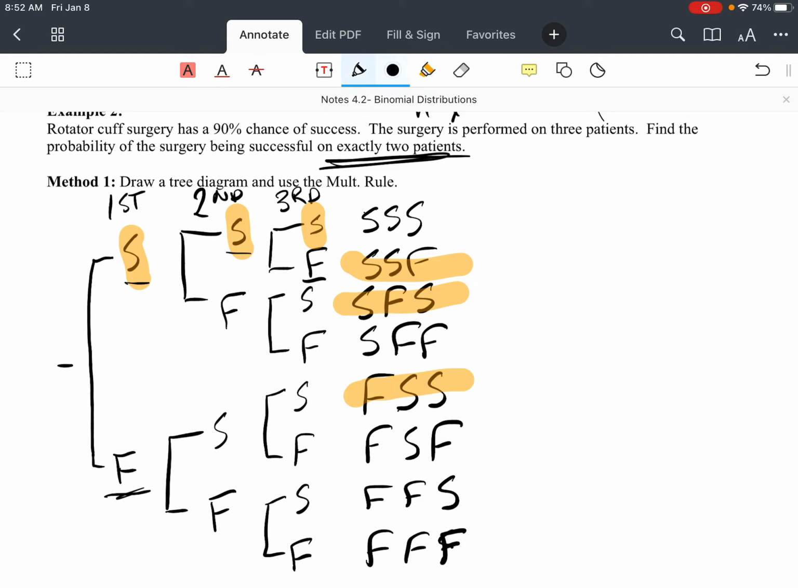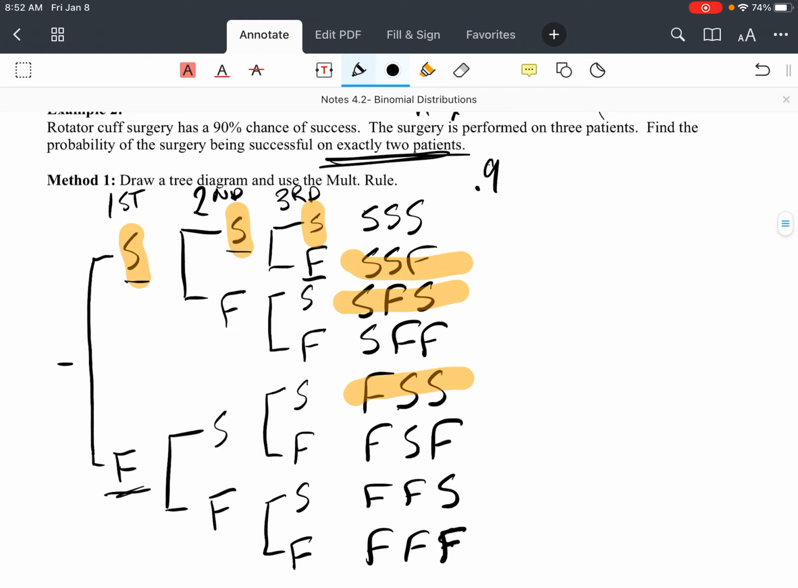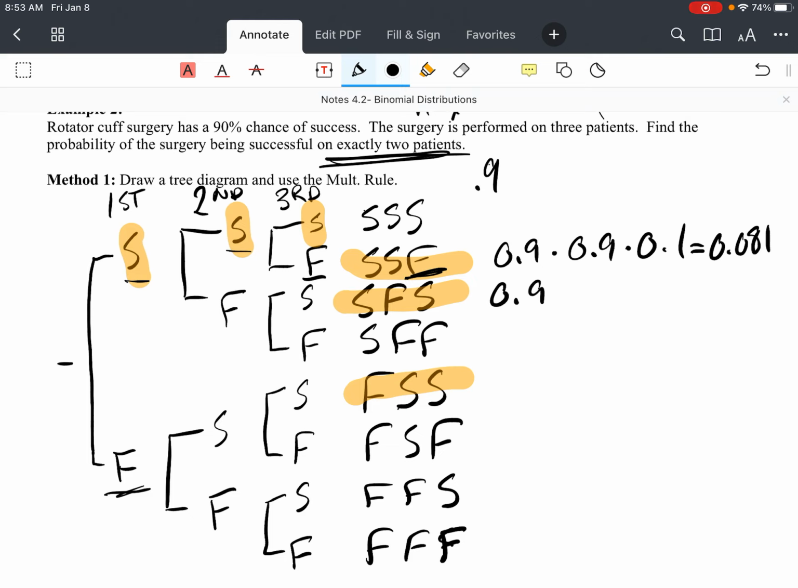Okay. So in computing these, I've got the probability of success, which is 90% or 0.9. I'm going to say that this is 0.9 times 0.9 times, and then we need to multiply by the probability of failure, which is 0.1. And when you do this, you get 0.081. And you'll notice that the probability that this happens actually turns out to be the same for all 3 of these values.